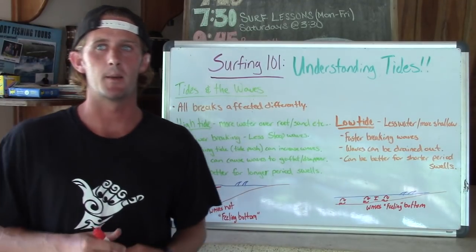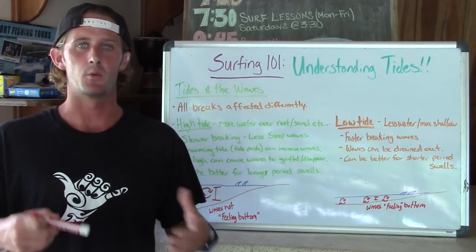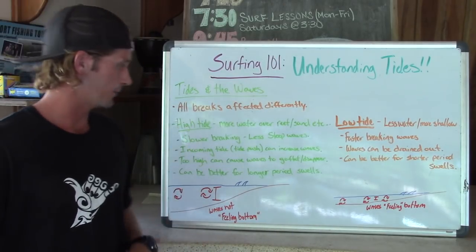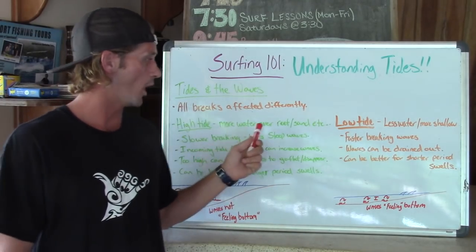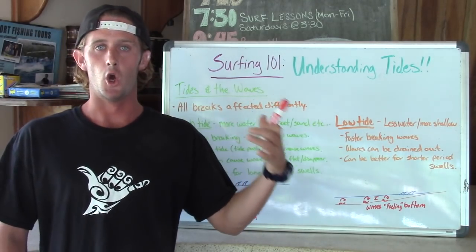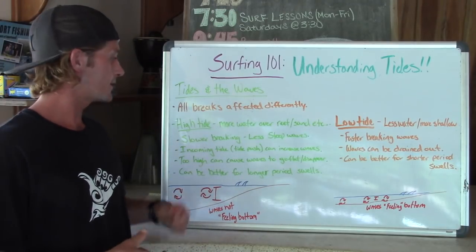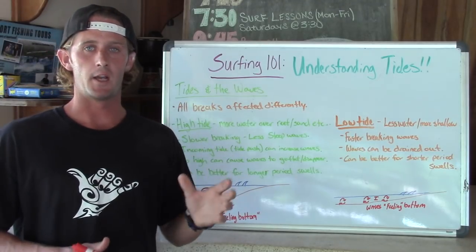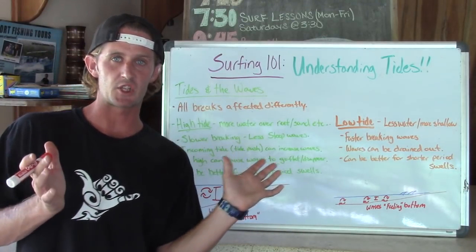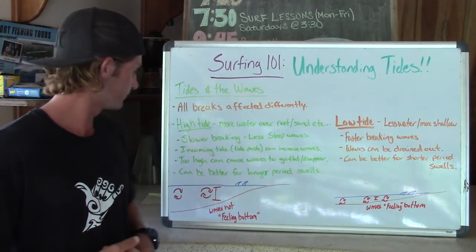But I'm going to give you some generalizations you can make about the tides and how they can affect the waves. So we'll start with high tide. At high tide, we know that the water level comes up. So that means there's going to be more water over the reef, over the sand, over the rocks. That means it's going to be deeper, and typically the waves are a little slower breaking and a little less steep because the waves aren't coming up and slamming onto a shallow sandbar or a shallow reef.